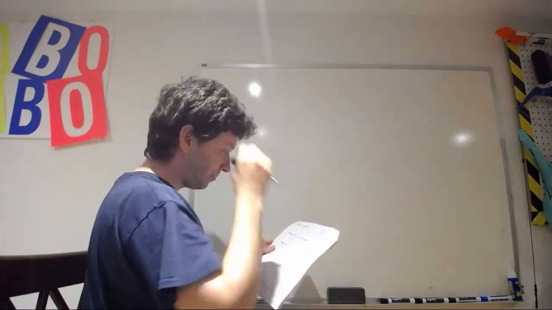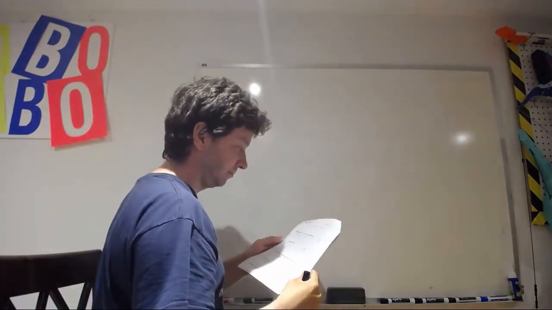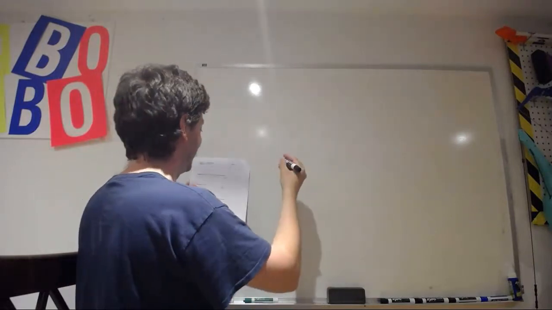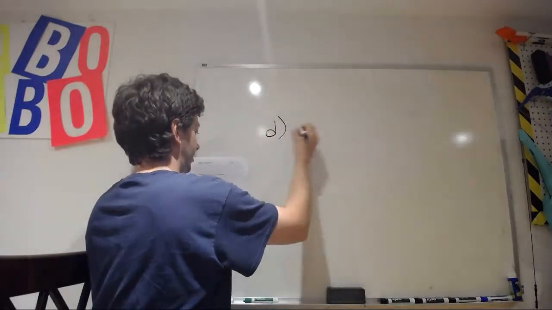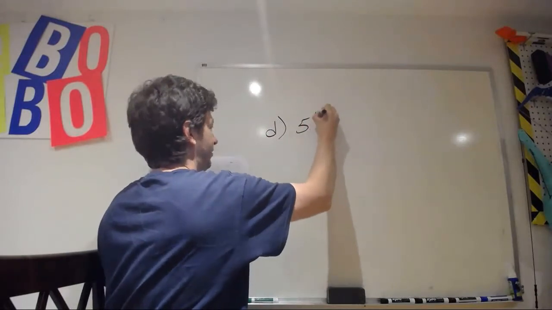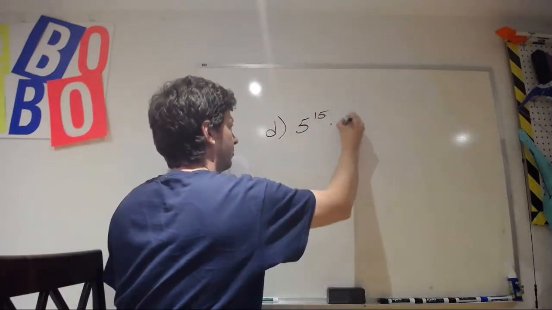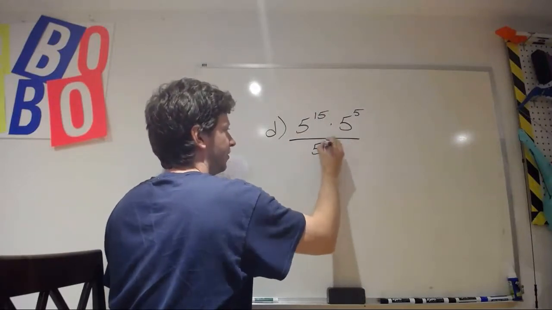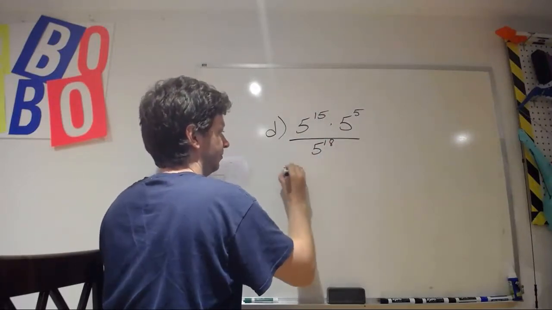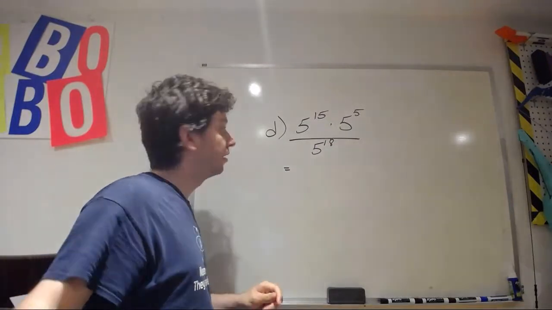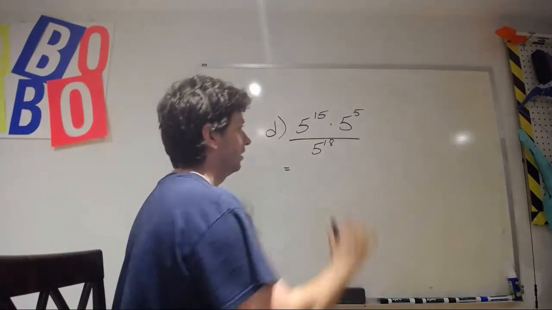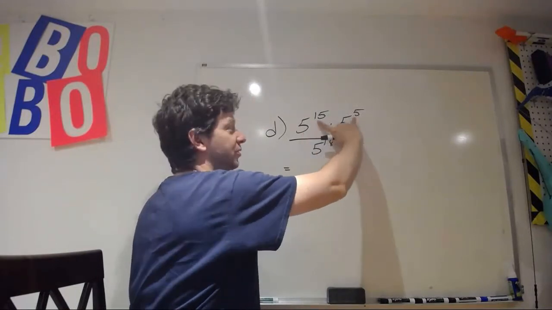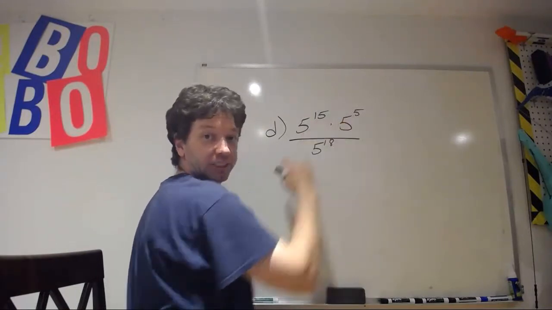All right, so example 2. Usually I say, which one you want to try? Okay, let's try the most difficult one. We'll do D. Okay. So 5 to the power of 15 times 5 to the power of 5 divided by 5 to the power of 18. All right, let's look at this first. If you're multiplying similar bases, what do you do to the exponents? Okay, you're going to add them.